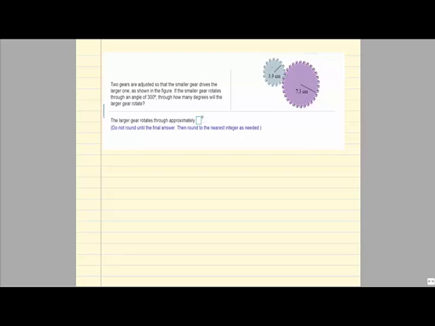Well, what we know here is the arc length for the smaller gear. So let's start with what we know. Arc length for the smaller gear. Now remember, arc length is given by S equals R theta. So S is our unknown. R is the radius, and we can see that the radius is equal to 3.9 centimeters. And then theta is 300 degrees.